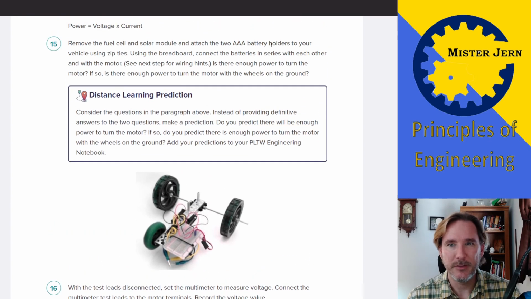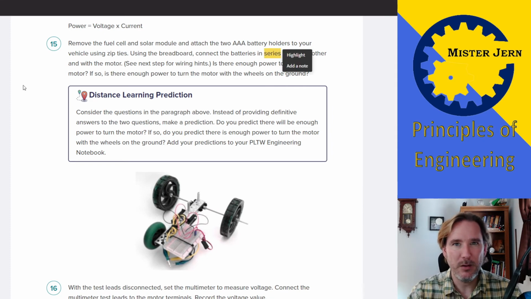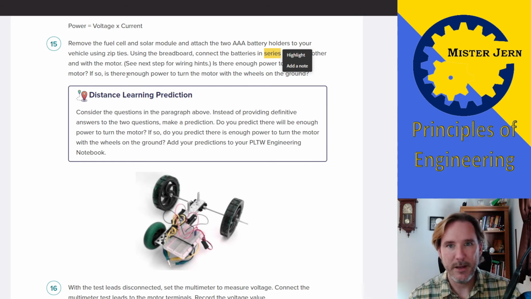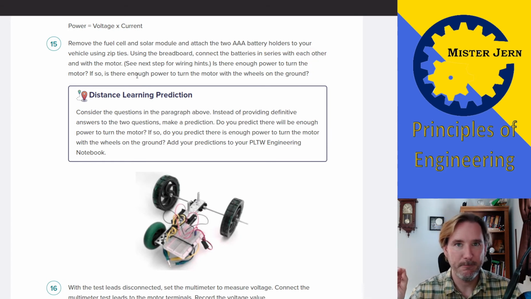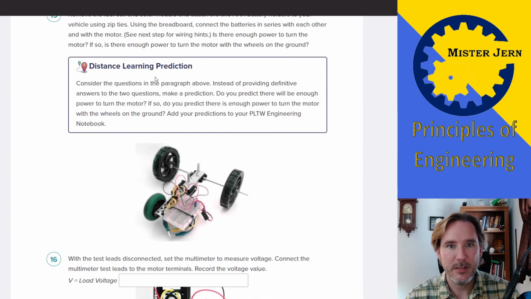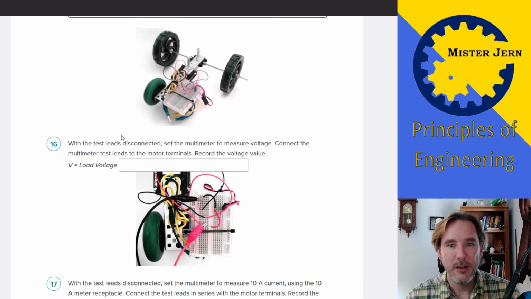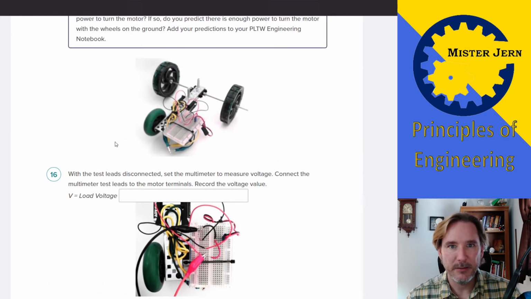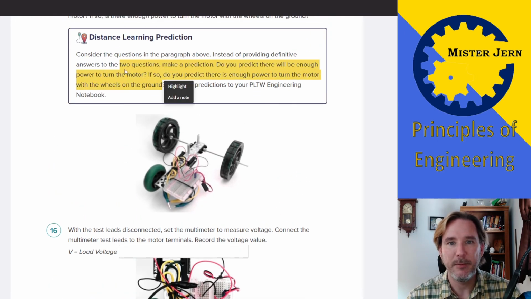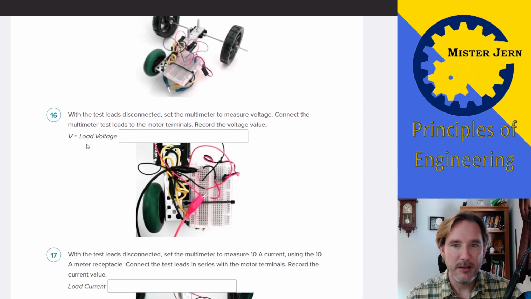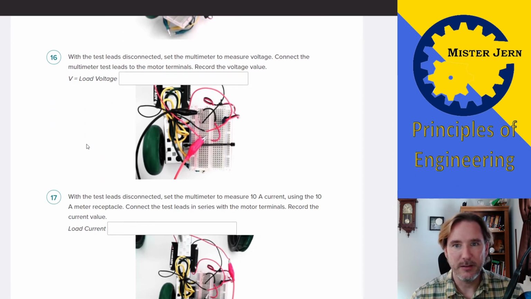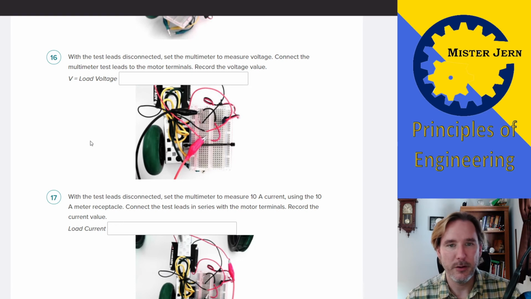First, they're going to be wired in series. Here we go, they're going to be wired in series. That means one battery after the next, just in a line, sort of like you might put in a flashlight or a remote control. Make a prediction based on these questions. Then you're going to measure the voltage. It's going to be hooked up to the electric motor.